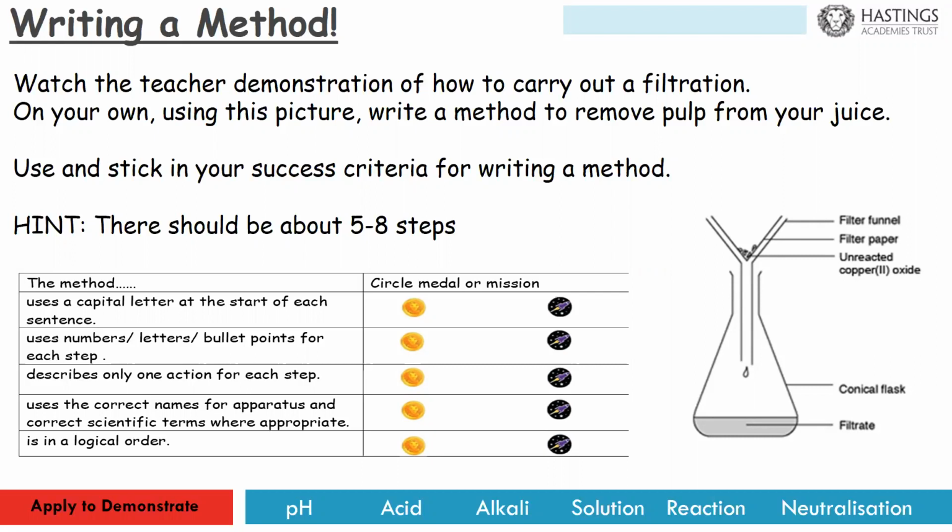Step number six, pour mixture slowly into filter paper and funnel. Step number seven, allow for fluid to be filtered. And step number eight, remove the funnel from conical flask, and you have your filtrate and your insoluble solid in the method. Okay, so that is something that you should have on there.